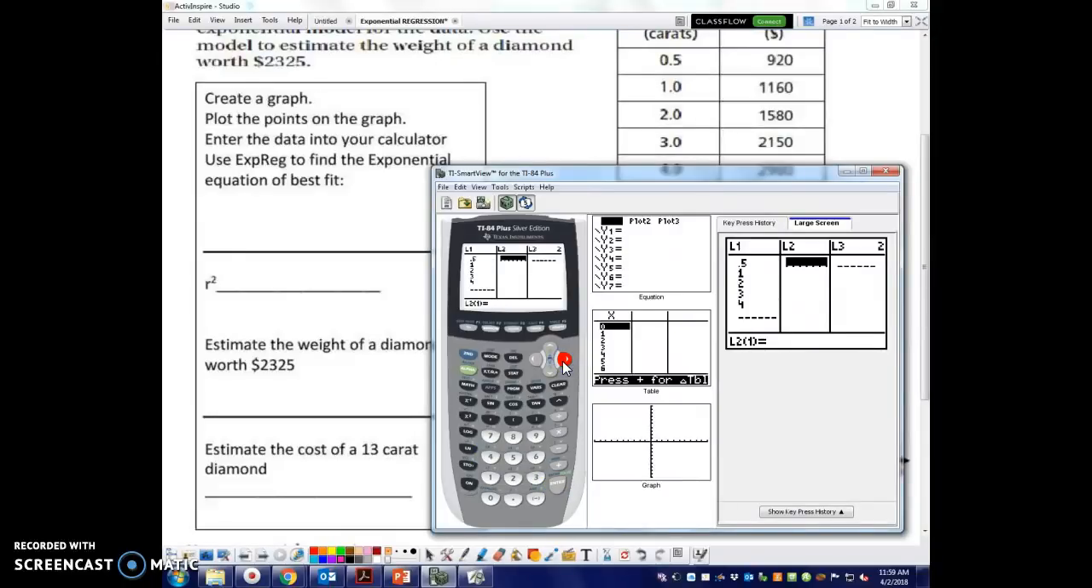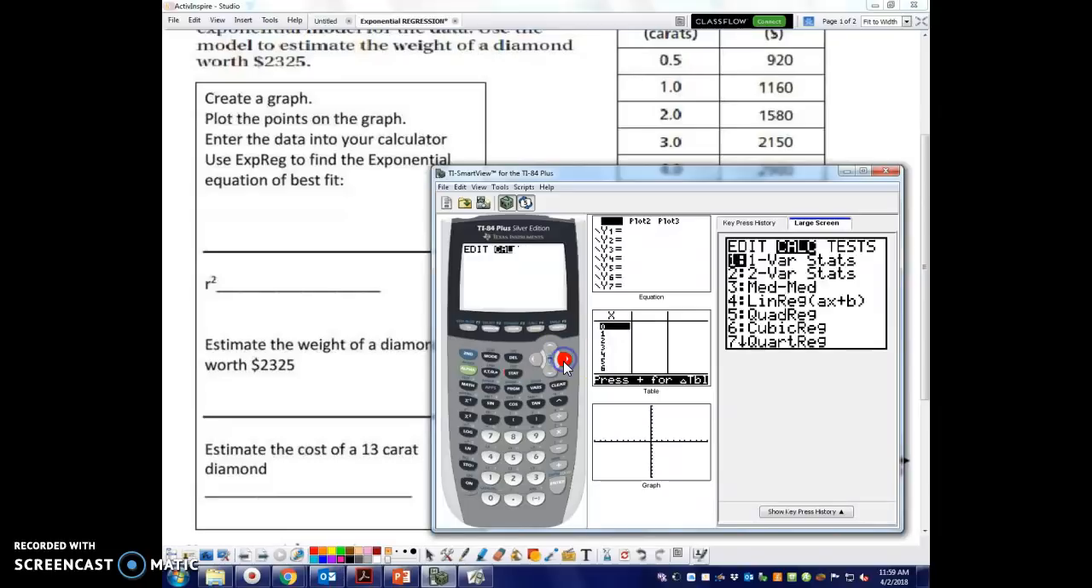And then we go over here, 920, 1160, 1580, 2150, 2900. Okay, so now you go over to Stat, over to Calc, but we're looking for the one that says exponential regression. Where is it? Exponential regression. That's what we're looking for. So go down. There it is. Okay. Hit enter. Enter again. And there it is.